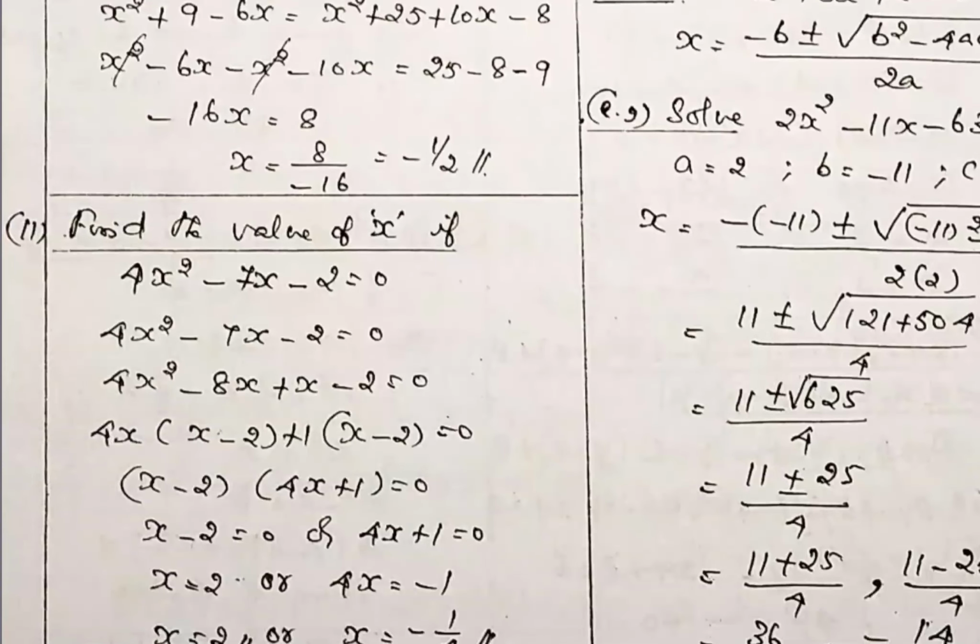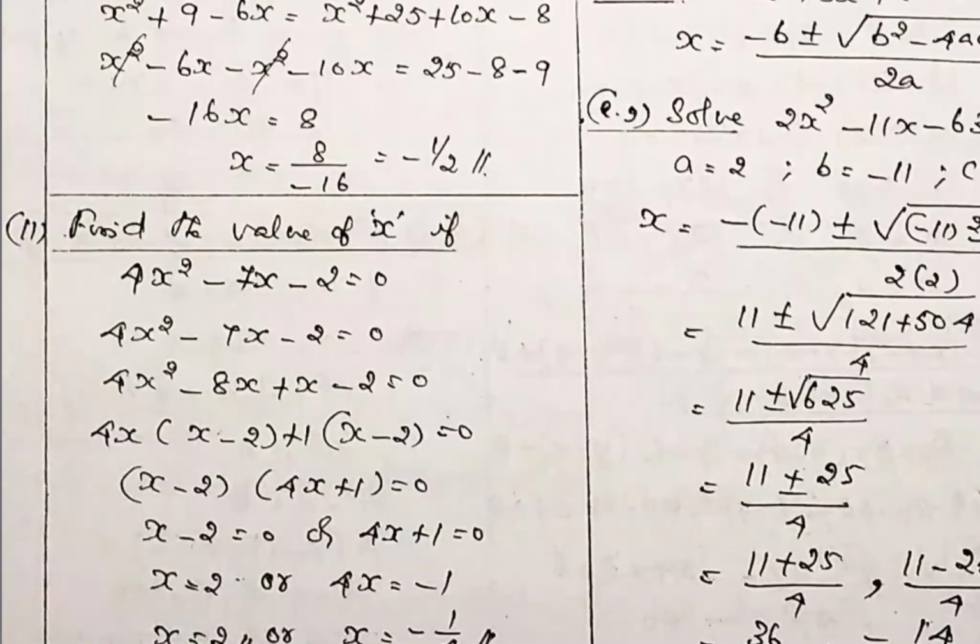Find the value of x. 4x square minus 7x minus 2 is equal to 0. So this is a quadratic equation. Power 2 is available. Having power 2 means quadratic equation. The easy method is, if possible, convert it into factorization.